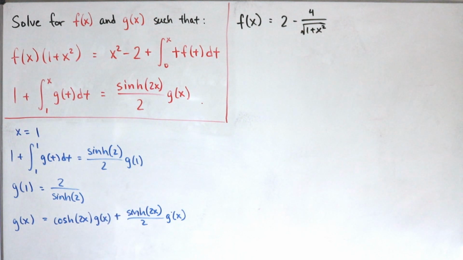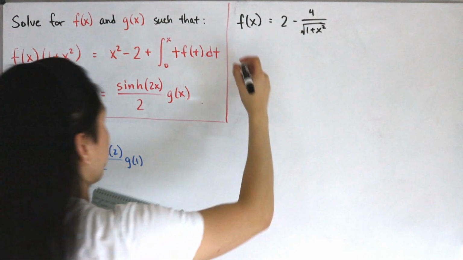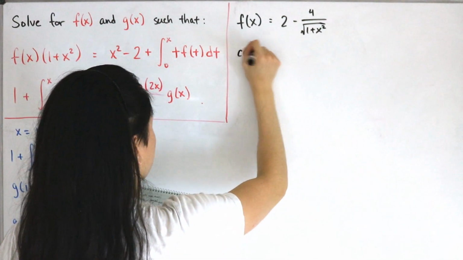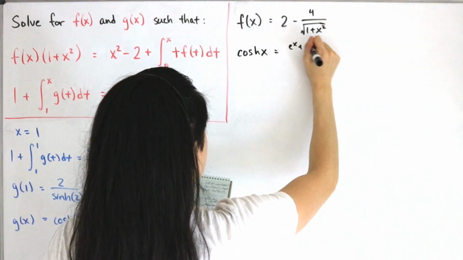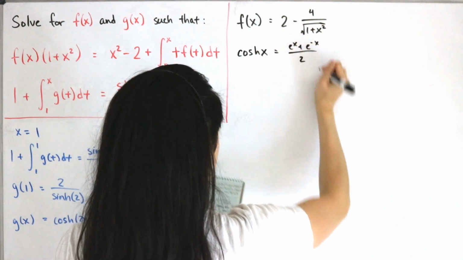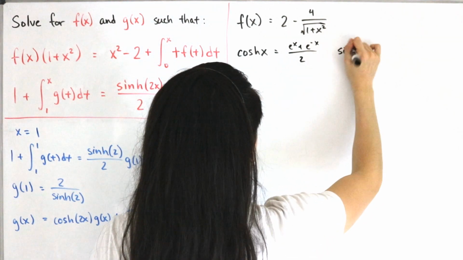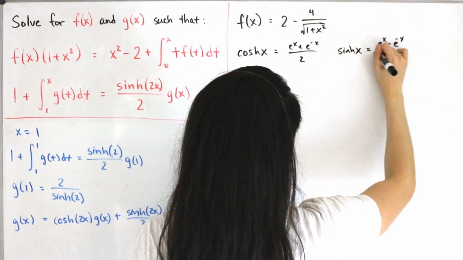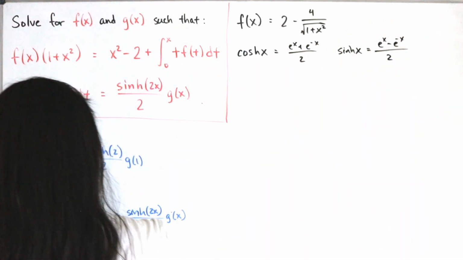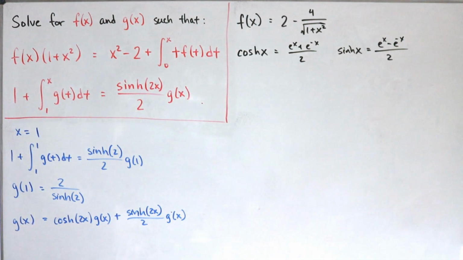So we know that the hyperbolic cosine of x, let me put that for example, is going to be in the form of e to the power x plus e to the negative x divided by 2, and then hyperbolic sine of x is just going to equal e to the x minus e to the negative x divided by 2. So with that definition, we can fix some things up over here.